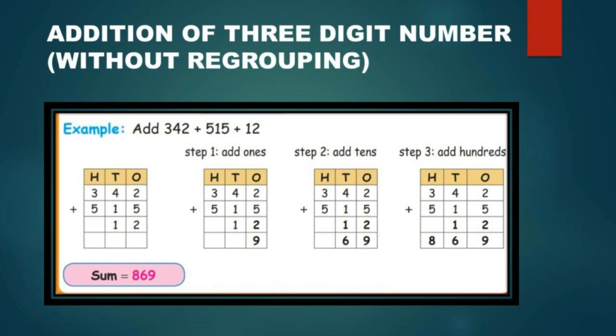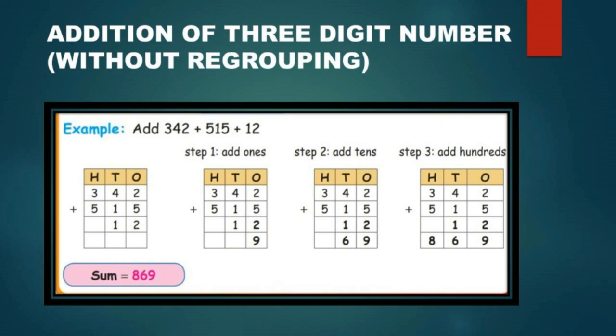Add 342 plus 515 plus 12. Yes, arrange in proper order, that is 342: 2 in 1's place, 4 in 10's place and 3 in 100's place. Next number 515: 5 must be in 1's place, 1 must be in 10's place and 5 must be in 100's place. Last number 12. We are having only 2 digits in 12, so 2 must be in 1's place and 1 must be in 10's place.